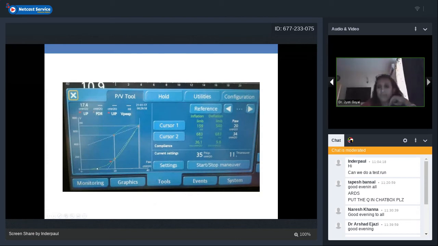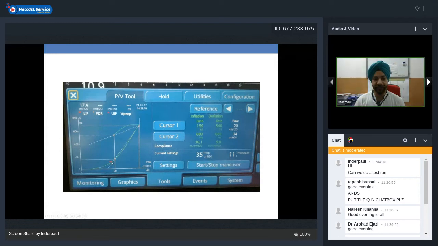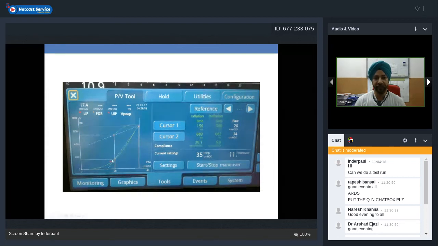So in this curve, here is the pressure volume curve which we did on one of our patients, and gradually the volume is increasing, and at this point there is a sudden change and there is an exponential rise. This is the point which I would say is the lower inflection point, as you see highlighted here. Anywhere from here you would set the PEEP.